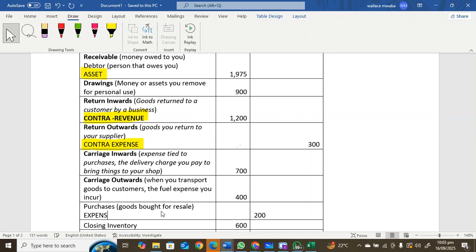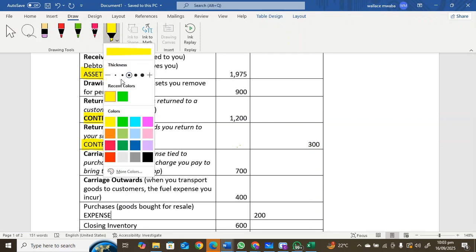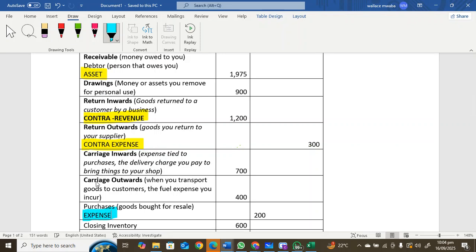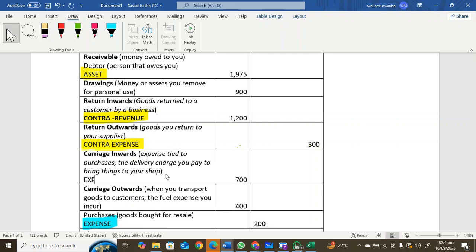So I'm highlighting what type of account each of these things are, so that when you reach the topic of financial statements and you see these things, you know what they are. You shouldn't be asking yourself, what is this? What is this?